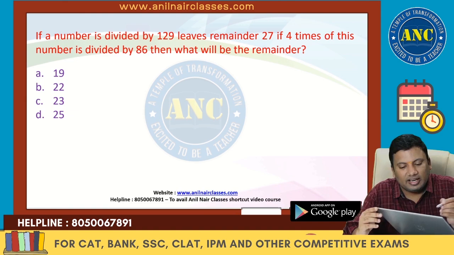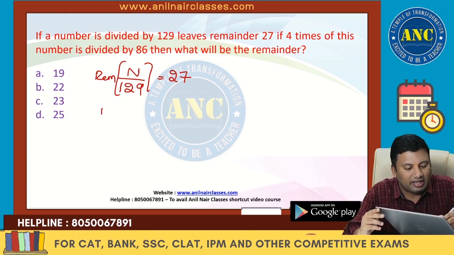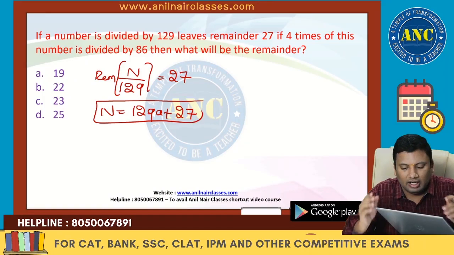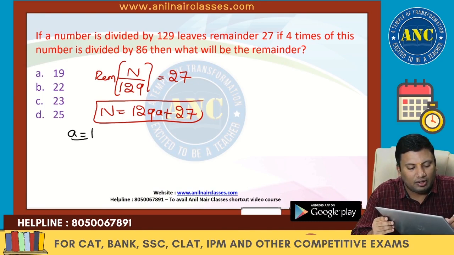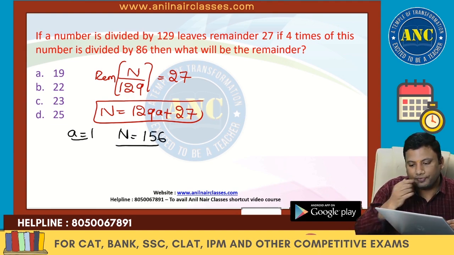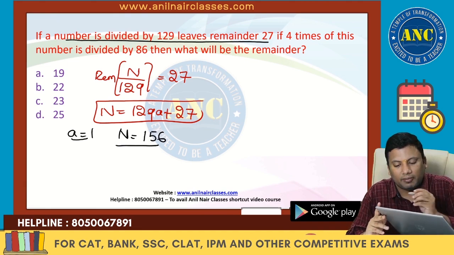Next one. A number is divided by 129 and the remainder is 27. So the form of the number is 129a plus 27. Now suppose I put a as 1, then n becomes 129 plus 27, which is 156. If a number is divided by 129, it leaves a remainder 27.